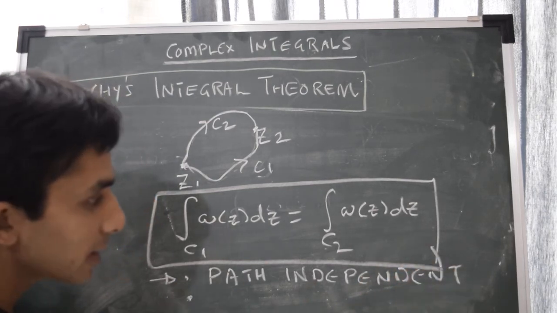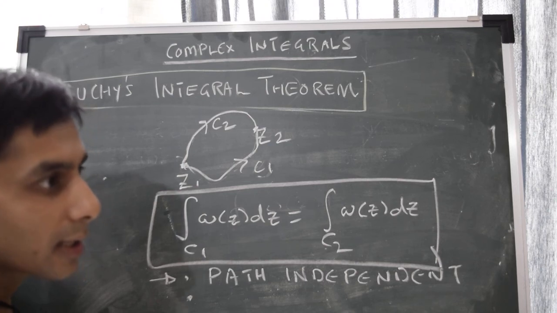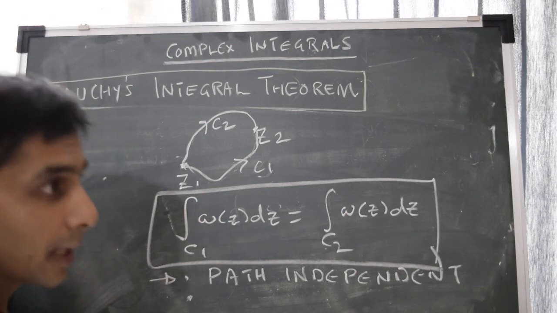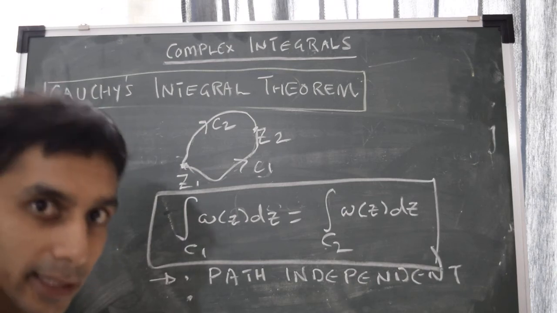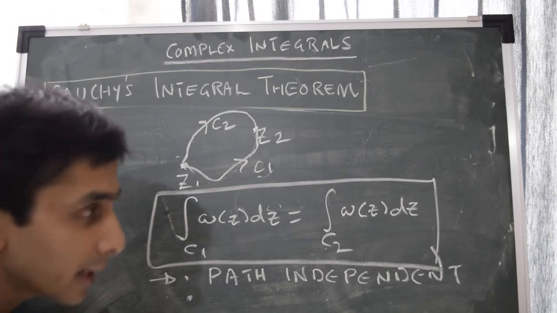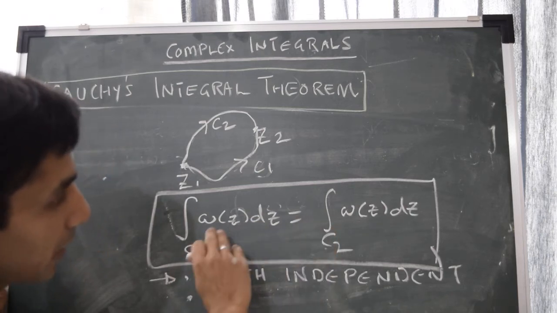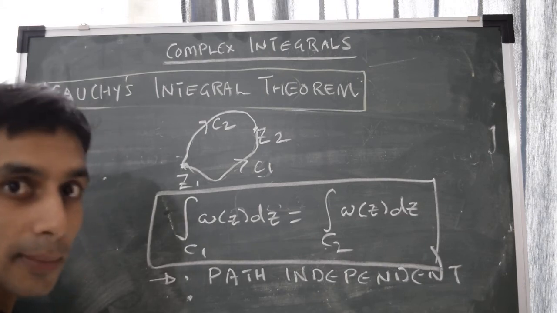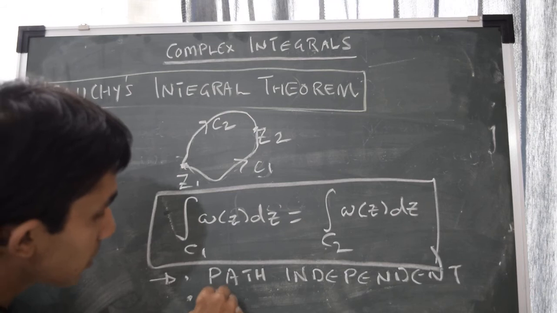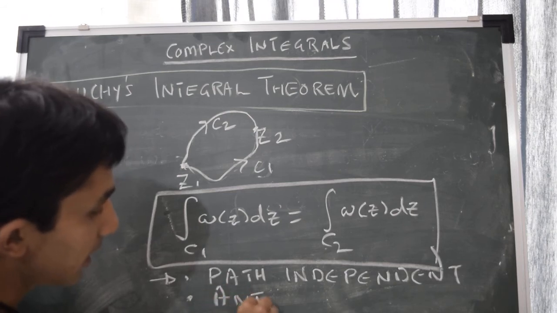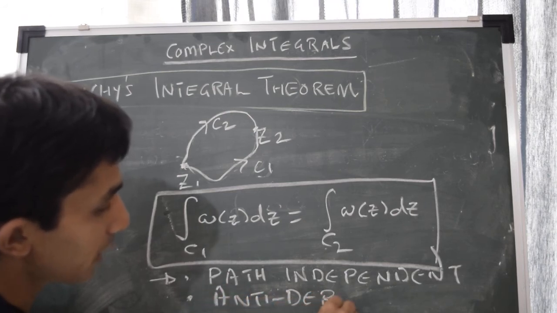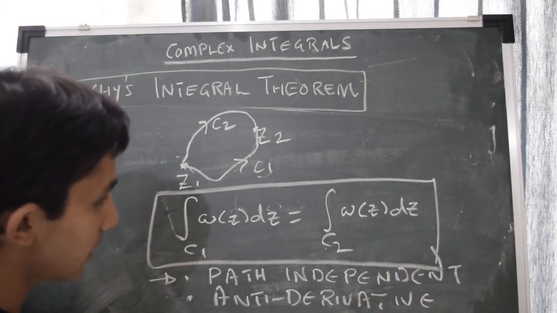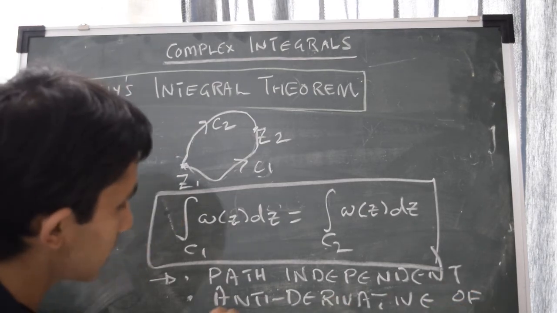And this also means that just like for functions of one real variable, where we are able to define an antiderivative of that function when we integrate it, in the same way, if the integral of a complex function is path independent, we can actually think about defining antiderivatives of this function. So this means that we can define the antiderivative of complex functions, of complex analytic functions.